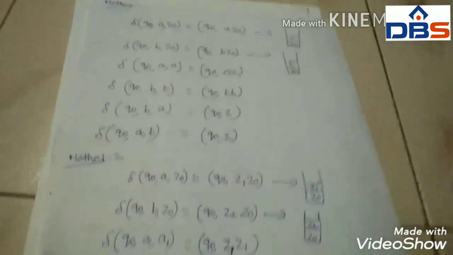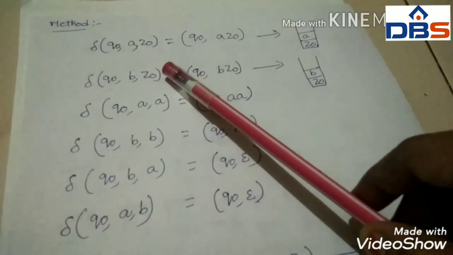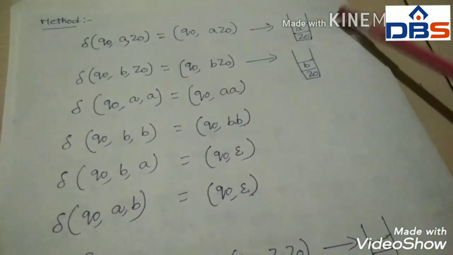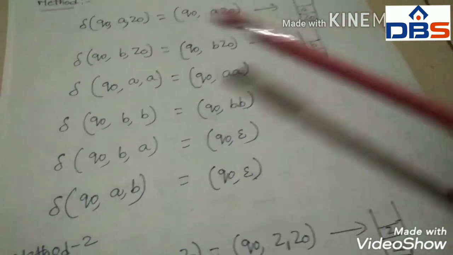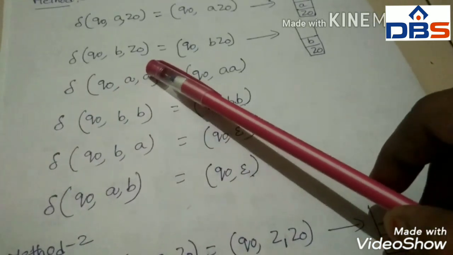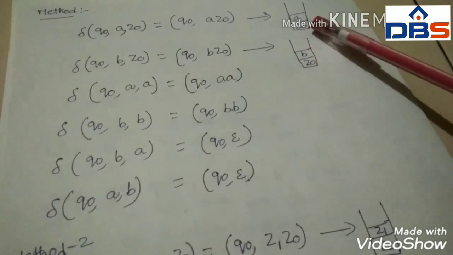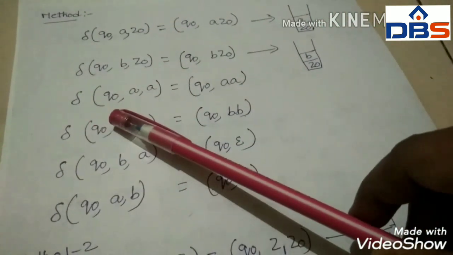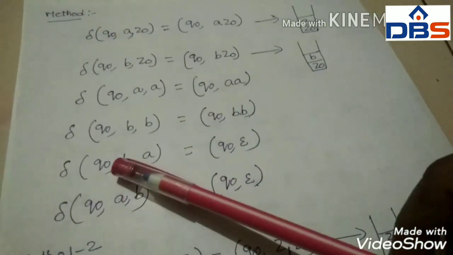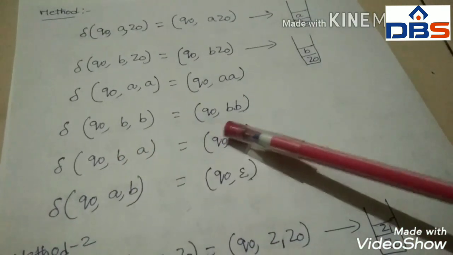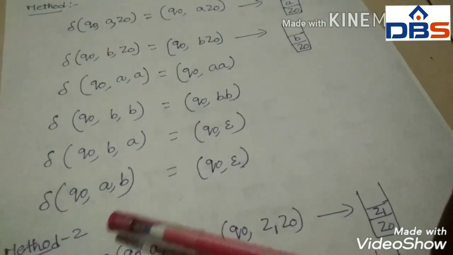Method 1: delta of Q0 comma A comma Z0 gives Q0 comma A Z0. In this stack, the bottom symbol Z0 is always put. Delta of Q0 comma B comma Z0 gives Q0 comma B Z0, pushing B onto the stack, and similarly A is pushed onto the stack. Delta of Q0 comma A comma A gives Q0 comma A A. Delta of Q0 comma B comma B gives Q0 comma B B. Delta of Q0 comma B comma A gives Q0 comma epsilon. Delta of Q0 comma A comma B gives Q0 comma epsilon.